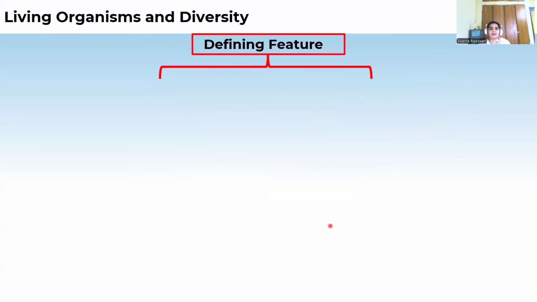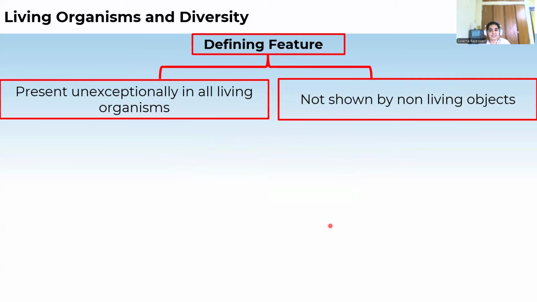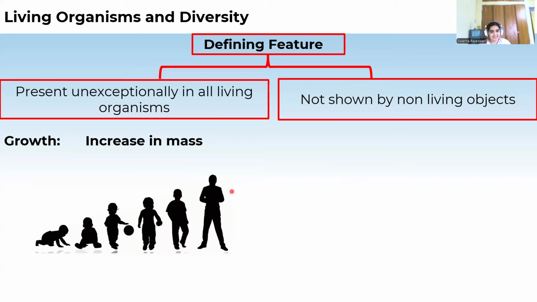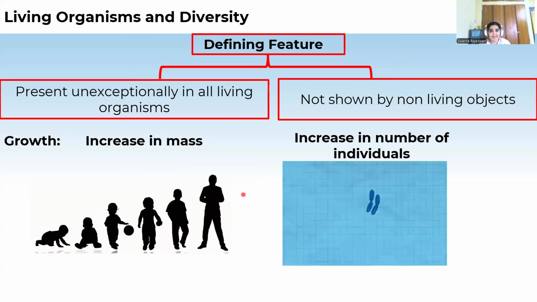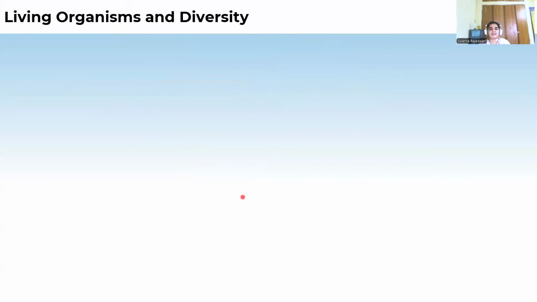So now, first, growth. As we have seen, it is present in all living organisms. It is true, but as we have seen, when we keep wood outside, it also increases in size. So growth is not a completely defining feature to say that the organism is living. That is growth, an increase in mass. Yes, definitely we see it in an organism such as man. But it is also seen in non-living things, so it is not a completely defining feature.